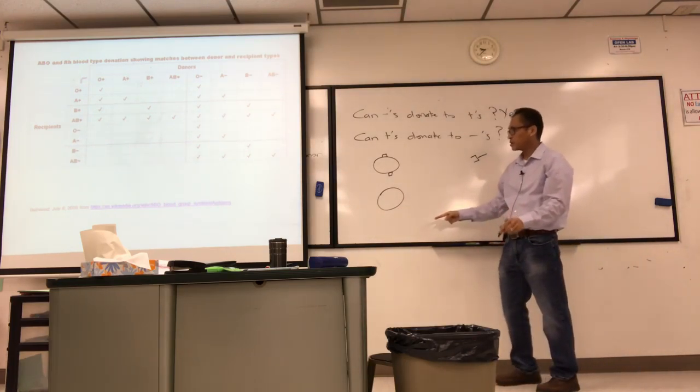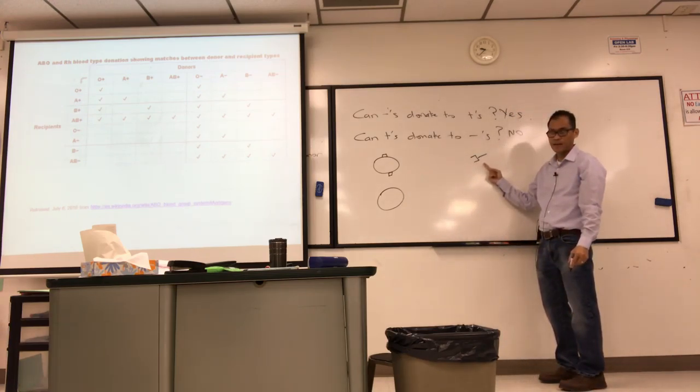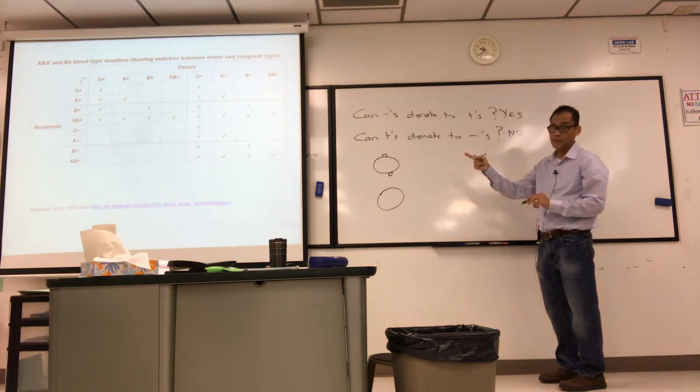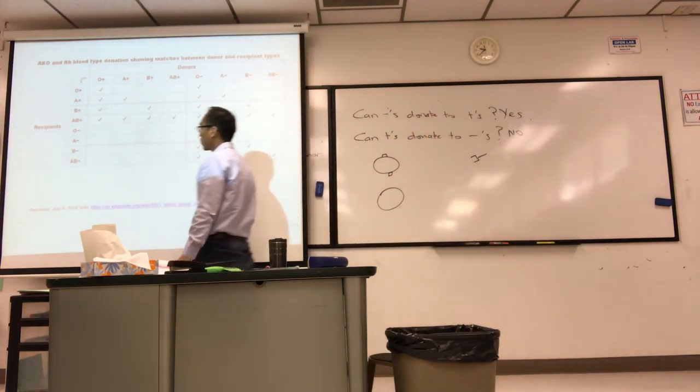All right, so the principle is, do you have the antigen or not? Is the antibody going to attack it or not? That's the way you have to think about this. Don't try to memorize the table. It's not going to help you when you have to explain things, although it is a useful reference.